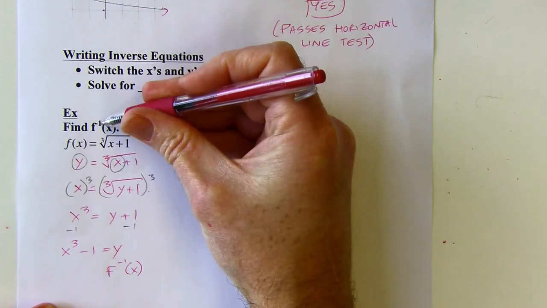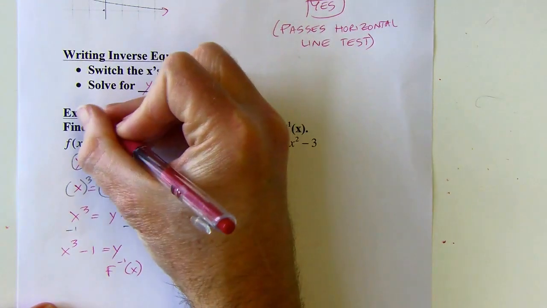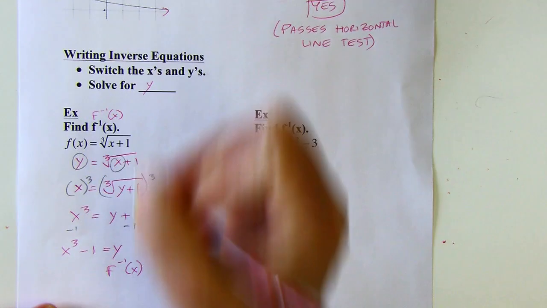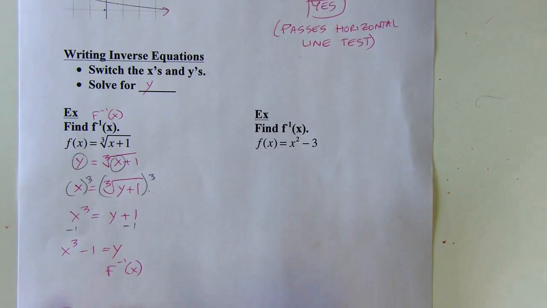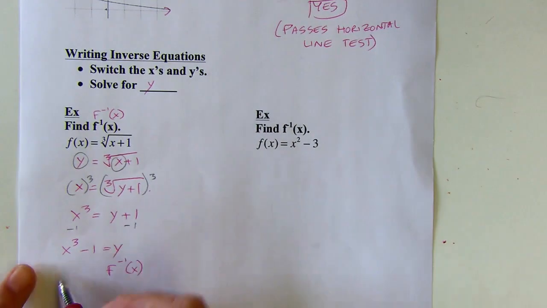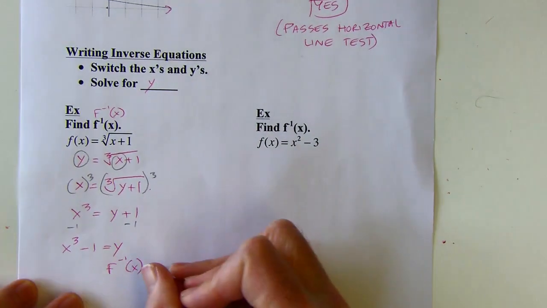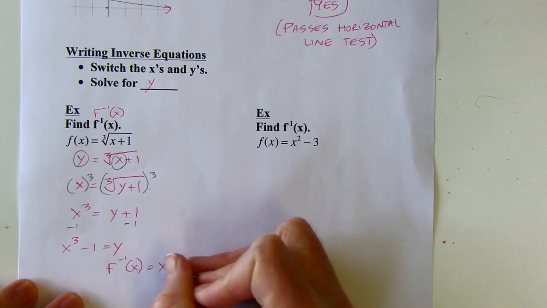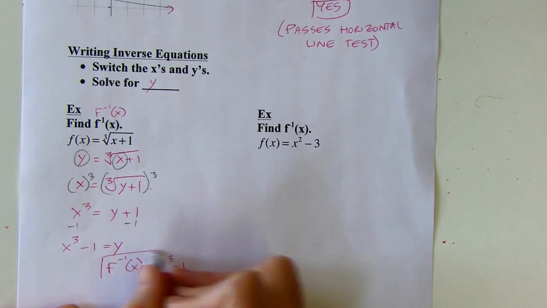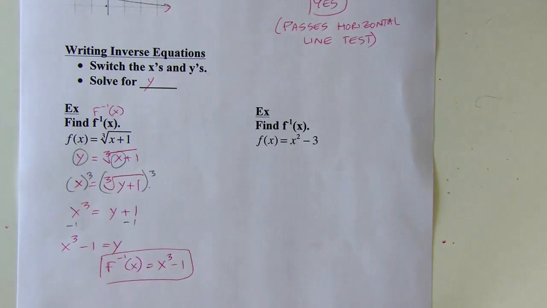I hate how these print out. You can't really see the little negative, but this is supposed to say the inverse, okay? All right, and then you could write it just like it is here. I'm just going to flip this around so that I've got it written like that. Okay, there's my inverse.